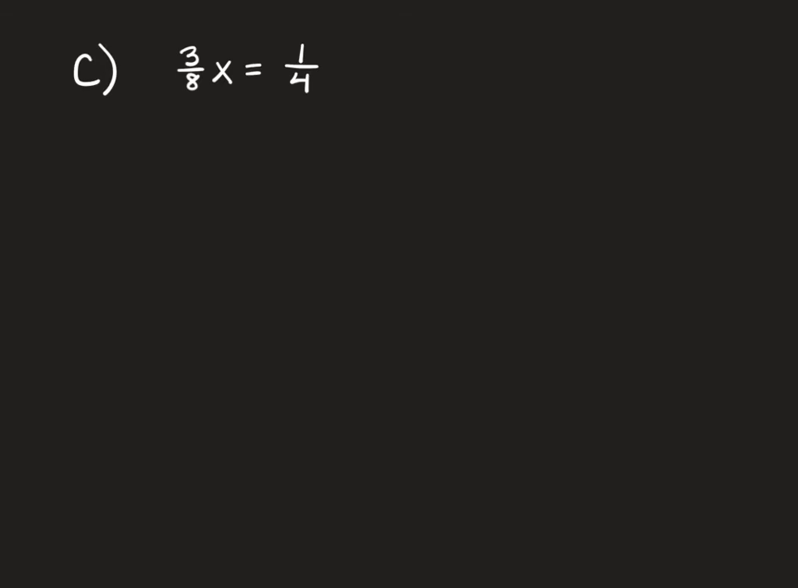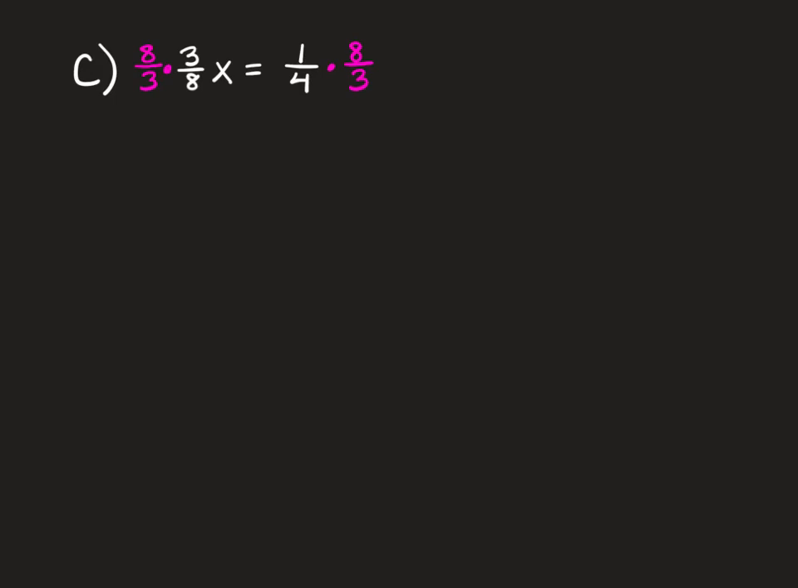C part, 3/8 x equal 1/4. Well, we have a fraction that's multiplied by x. We could divide both sides by 3/8, or it's simpler when you're dealing with a fraction that's multiplied to just multiply by the reciprocal of 3/8. So the reciprocal is 8/3 because we just flipped the fraction. So we multiply both sides by 8/3.